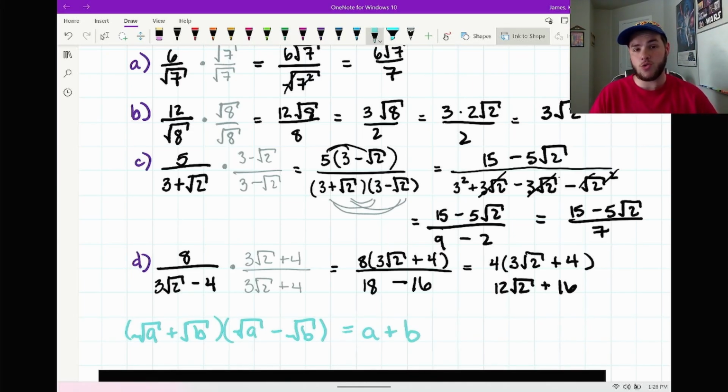And this is sort of a shortcut you can use for now until we review how to FOIL things out. So notice I got 3 root 2 squared minus 4 squared. And sorry, that should be a minus sign here. That leaves me with 2 in the denominator, which cancels with a factor of 2 up top. And I'm left with 4 times 3 root 2 plus 4, which simplifies to 12 root 2 plus 16.